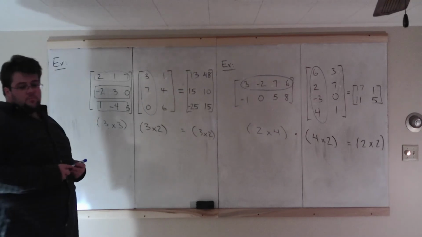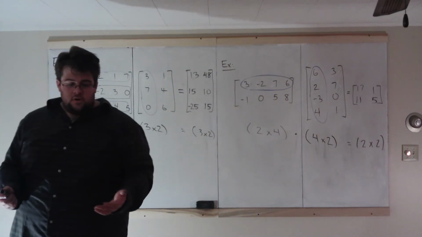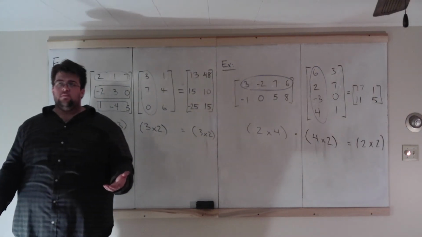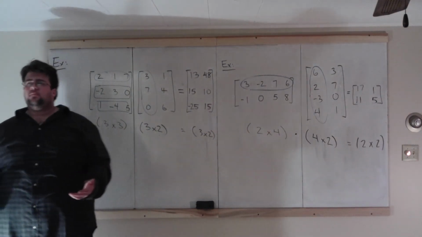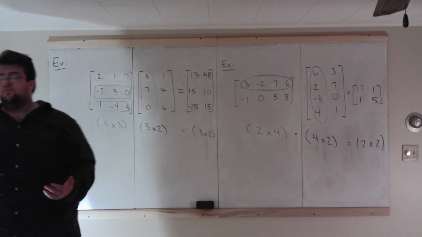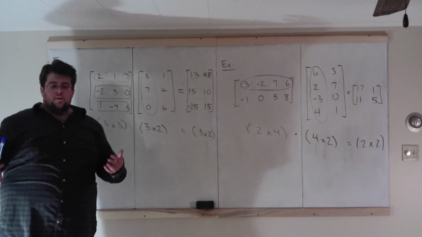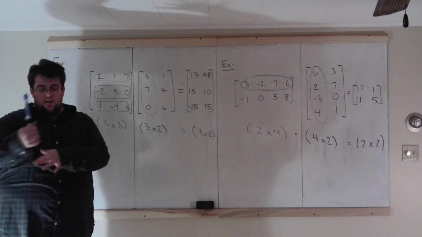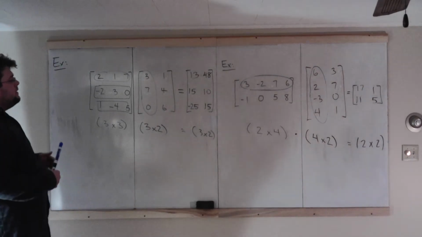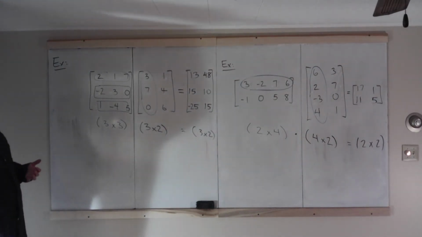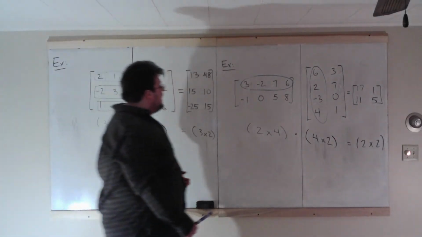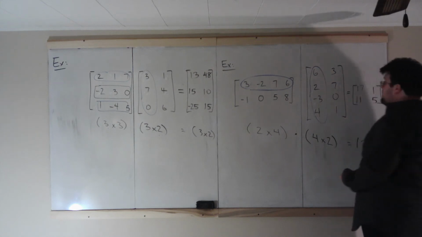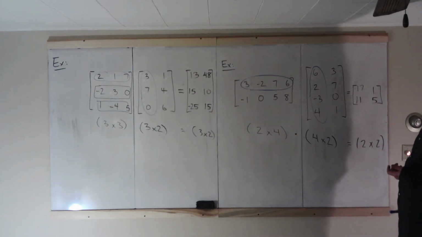But one interesting property: real numbers, regular numbers. 2 plus 3 equals 3 plus 2. 2 times 3 equals 3 times 2. Addition and multiplication of real numbers is commutative. You can do it in either direction. That's not the case with matrices. And you can check. You can check with either of these examples.